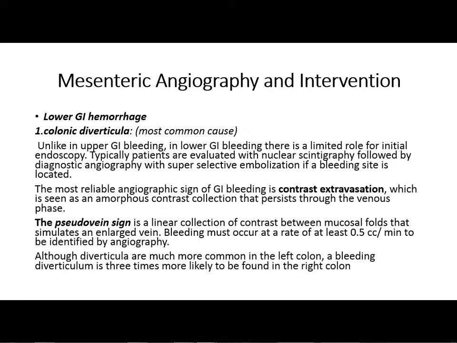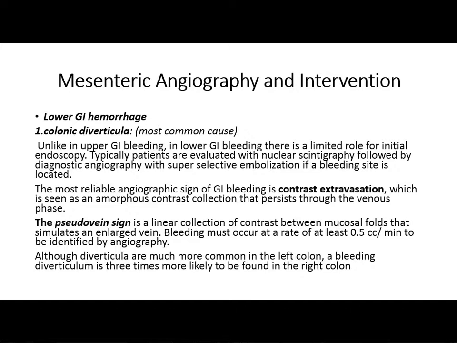Lower GIT hemorrhage: colonic diverticuli are the most common cause. Unlike upper GIT bleeding, in lower GIT bleeding there is a limited role for initial endoscopy. Typically, the patients are evaluated with nuclear scintigraphy, followed by diagnostic angiography with super-selective embolization if a bleeding site is located.